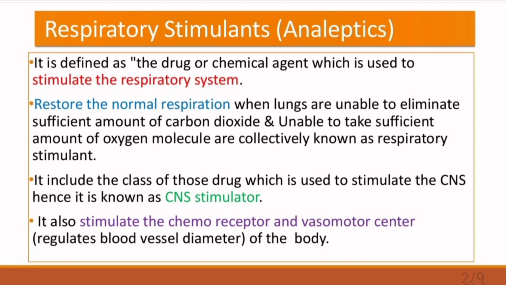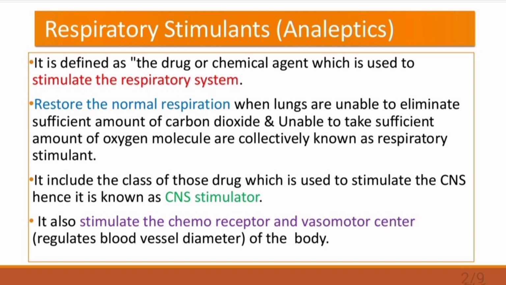Respiratory stimulants are also known as analeptics. It is defined as the drug or chemical agent which is used to stimulate the respiratory system. These analeptics act as respiratory stimulants by simply stimulating the respiratory center in the brain, which leads to an increase in respiration and blood pressure.